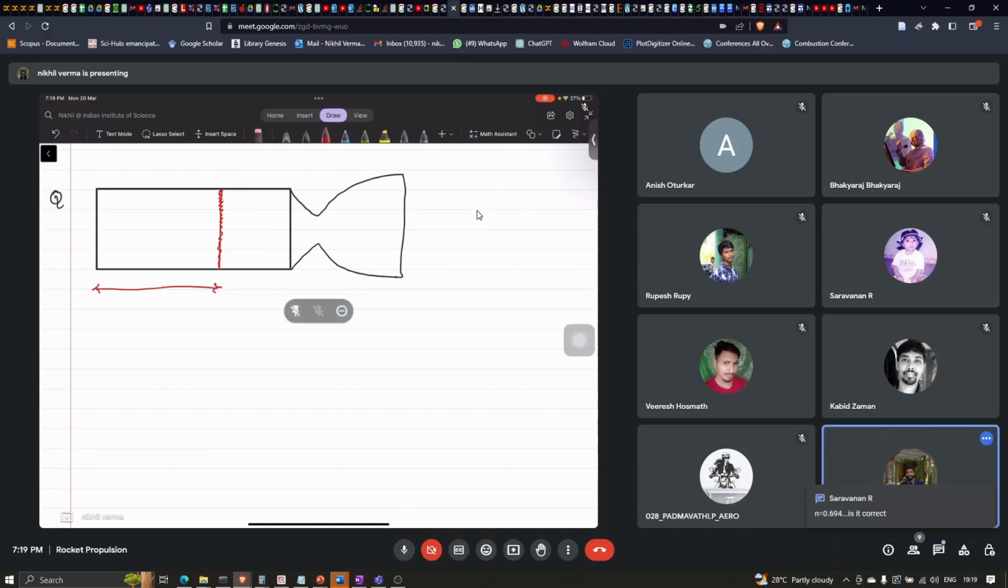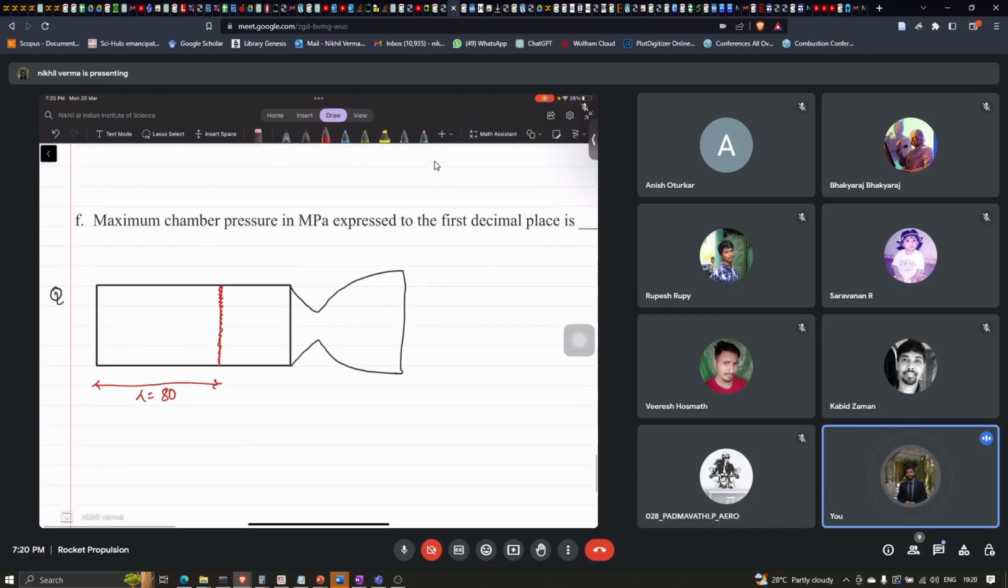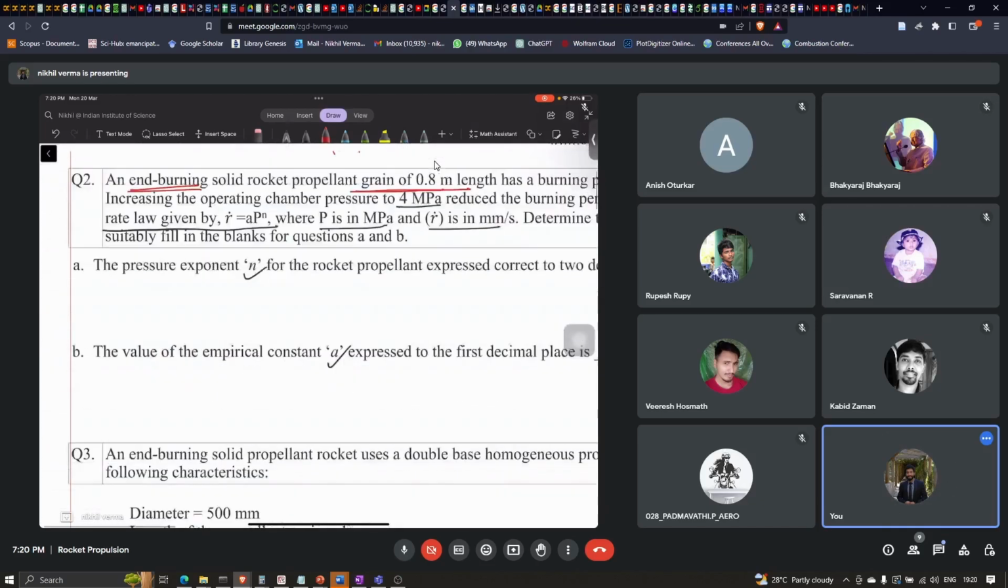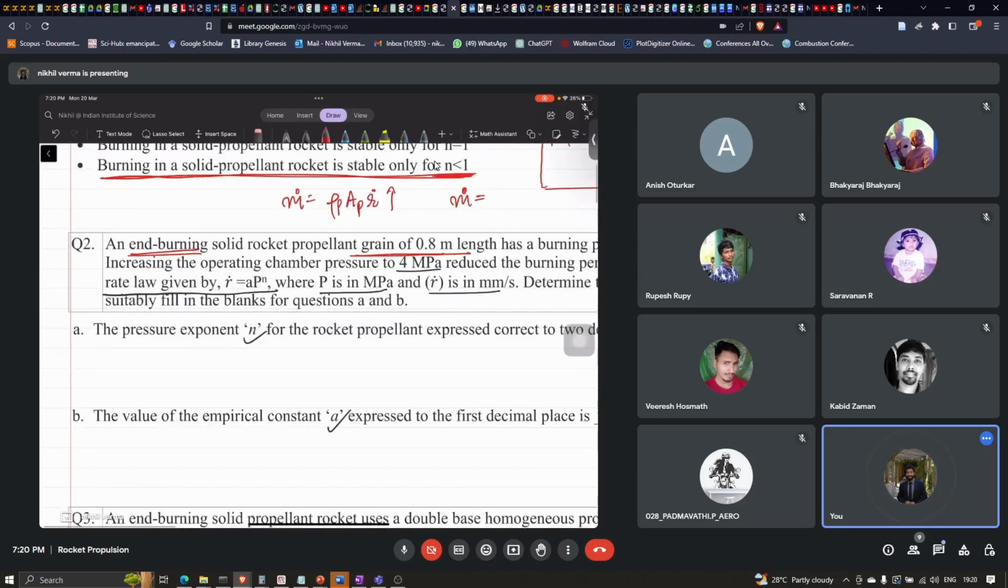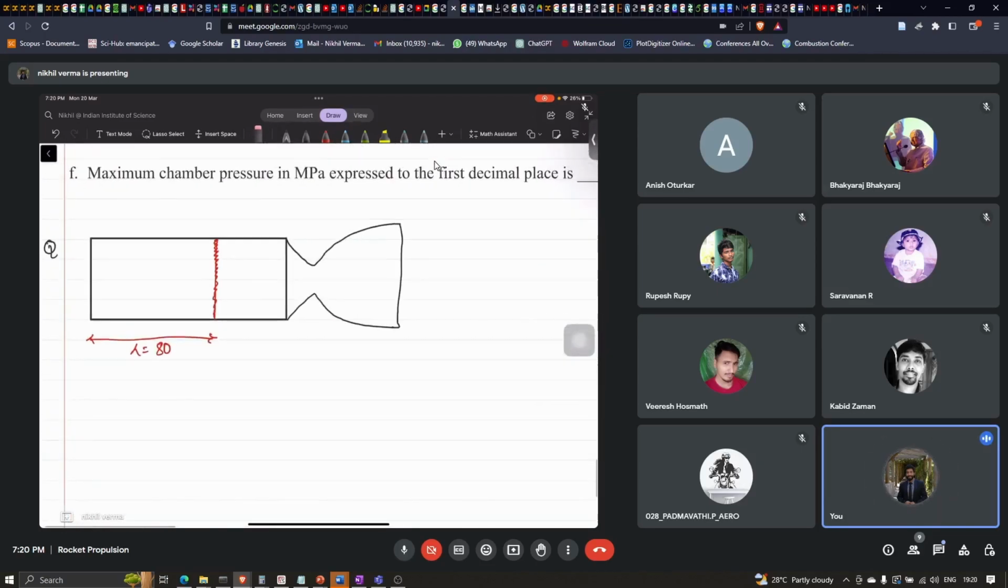Okay, I will start. So probably a few people have got the answer. So let us see. So length is given as 80 mm. Okay, 80 mm, right? So where is the question? Yeah, it is 0.8 meters, right?